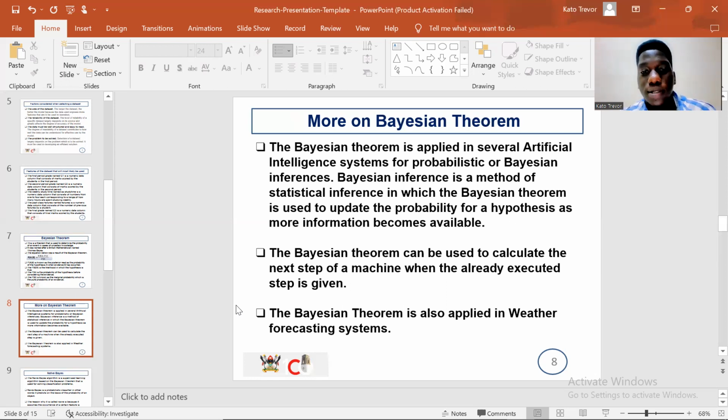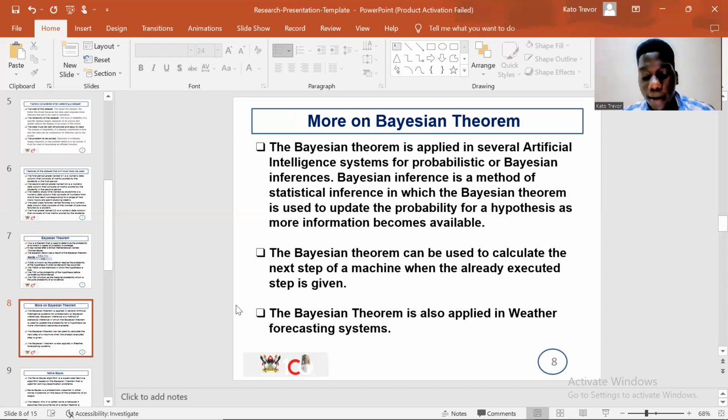So the Bayesian theorem can be used to calculate the next step of a machine when the already executed step is given. Because with the Bayesian theorem, if you want to get the probability of A given B, you can use the probability of B given A to get that probability. It's a whole formula. The Bayesian theorem is also applied in weather forecasting systems.